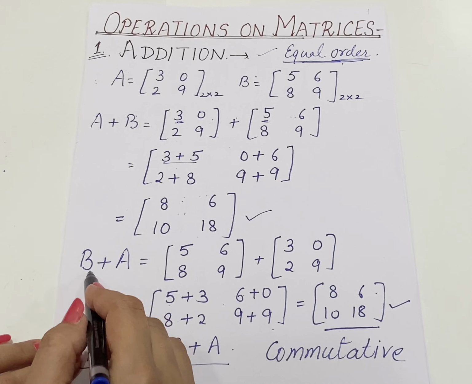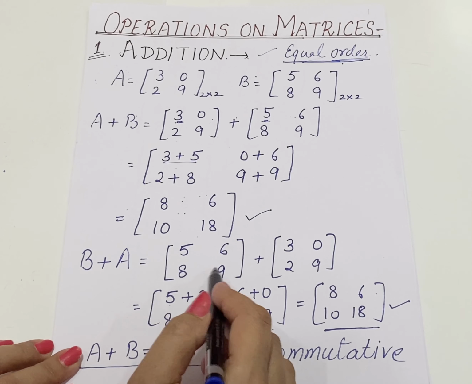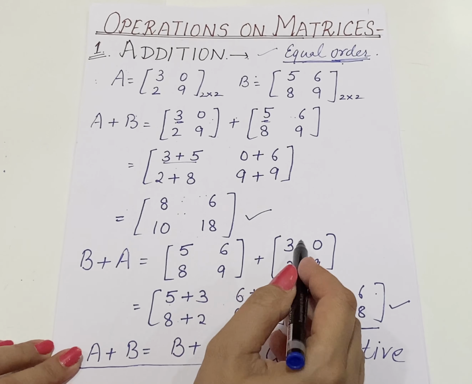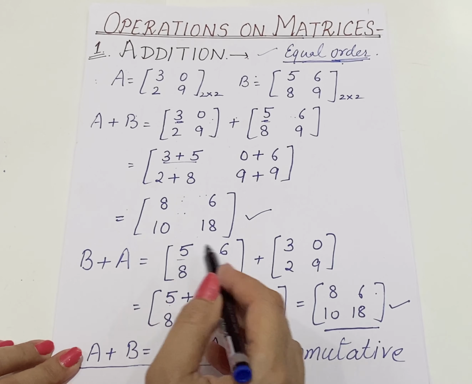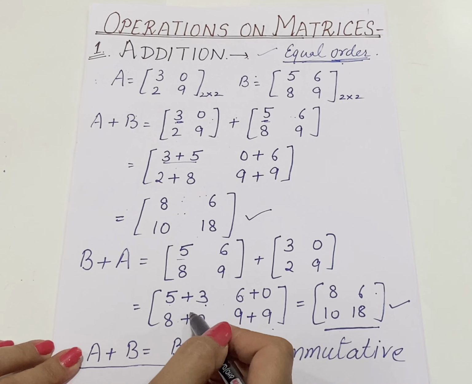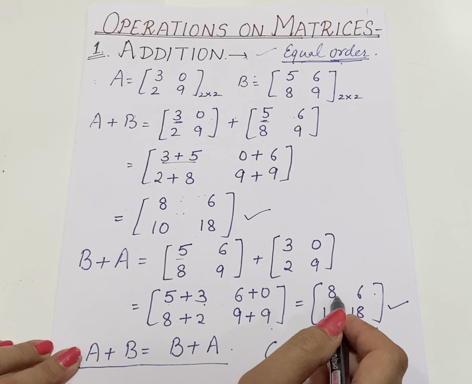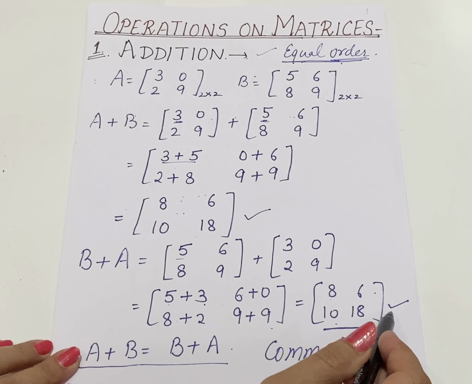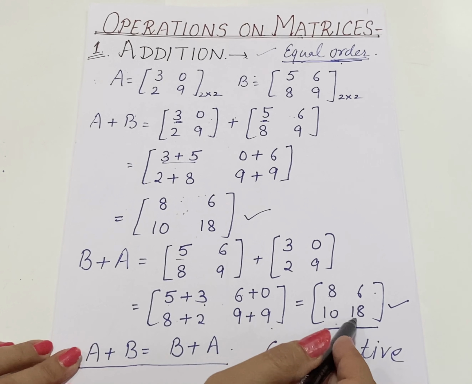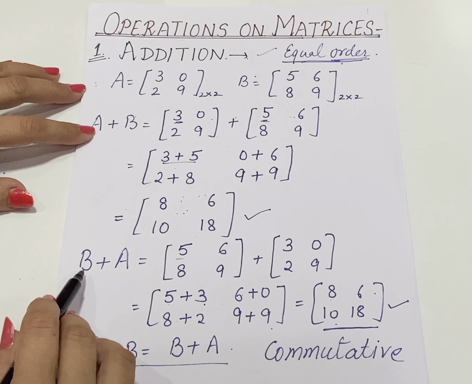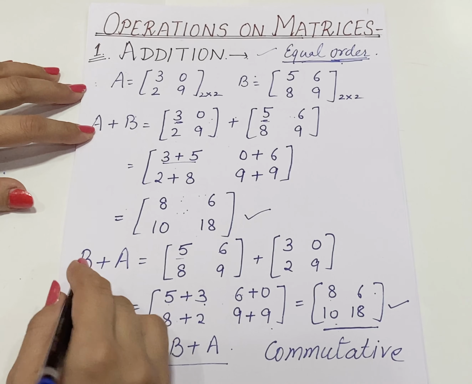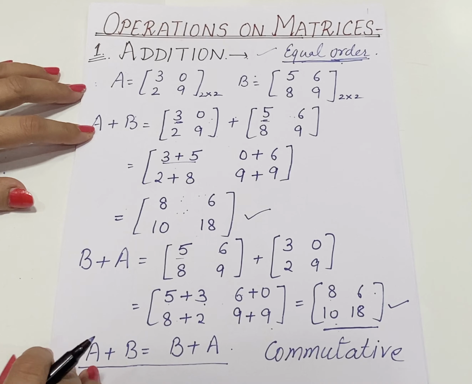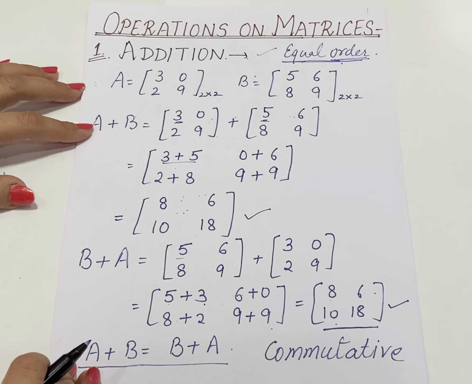Similarly, if now we have to find B plus A, in that case first I have written the matrix B plus now the matrix A. Now again their corresponding elements will be added, and the matrix is coming to be 8, 6, 10 and 18. So you can see that both the matrices are equal. We have A plus B is equal to B plus A. This means the addition of matrices is commutative.